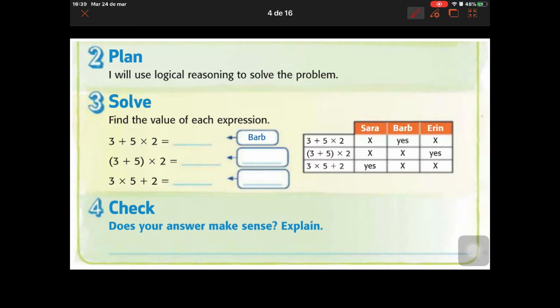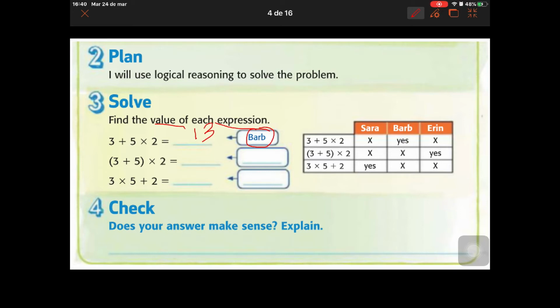To plan, you will use logical reasoning to solve the problem, right? So to do that, you're gonna find the value of each expression. Yes, each expression. So for the first one, we know that the value is 13. For Barb it is 13. Let's see how they got this problem solved.